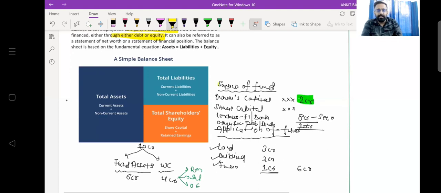So this source of fund and application of fund will be shown in the balance sheet. In the next lecture, we will be discussing the format of the balance sheet, right?